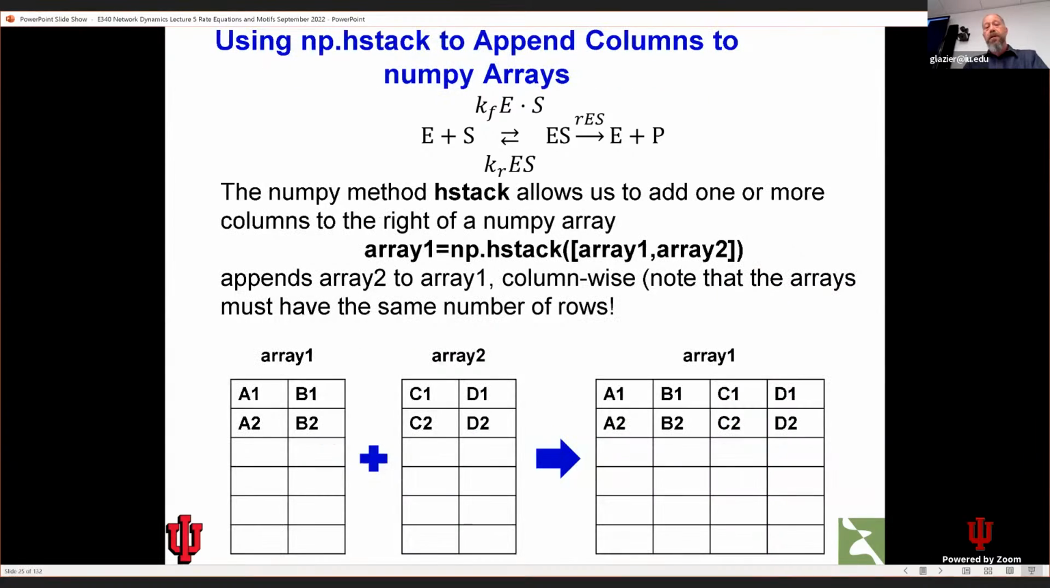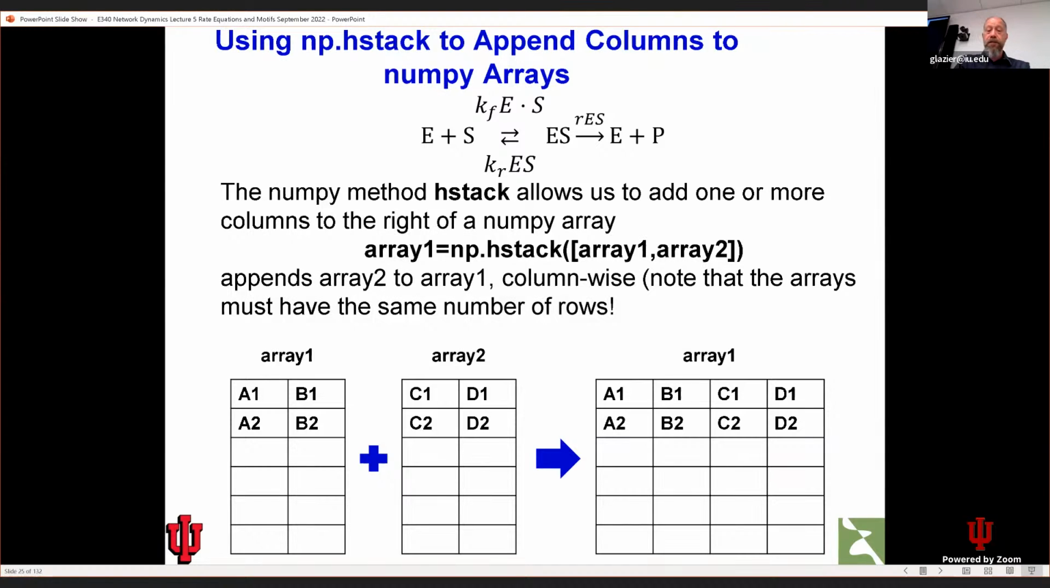I can now use the np.hstack command to assemble an array where, as I iterate, I can keep adding columns to my array on the right-hand side. And the np.hstack has the form array equals np.hstack, open parenthesis, and then a list of the things that I want to concatenate. And I could, in principle, have more than two. I could say array 1, array 2, array 3, array 4, array 5. It'll glue them all together.